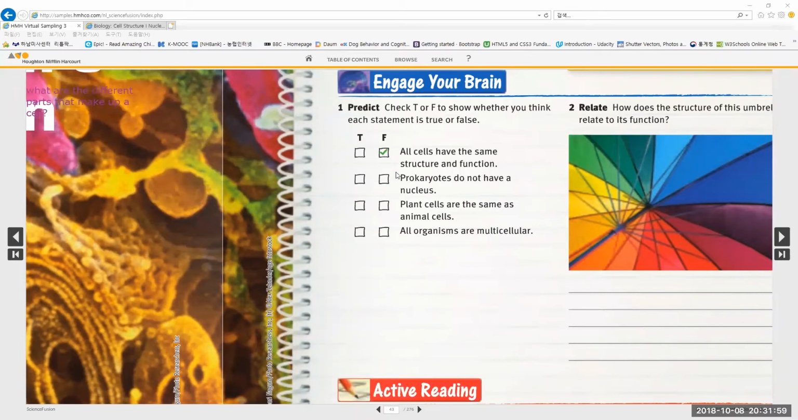Prokaryotes do not have a nucleus. This is true because they do not need a nucleus. Plant cells are the same as animal cells. False. They have another cell membrane.